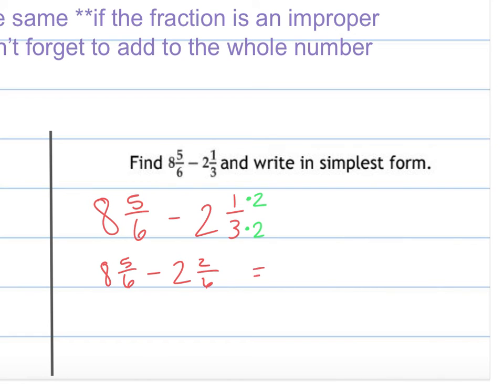Now subtract the fractions. 5/6 minus 2/6 is 3/6. Subtract the whole numbers. 8 minus 2 is 6. I can simplify by dividing top and bottom by 3 on here. So then that would be 3 divided by 3 is 1, and 6 divided by 3 is 2. So 6 and 1/2.